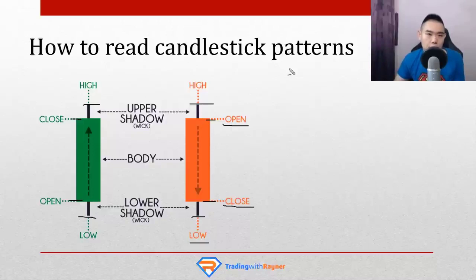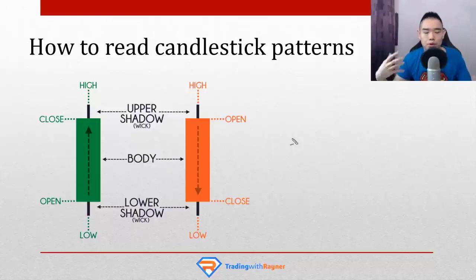So the body refers to the colored segment of the candlestick pattern. You can see that this colored area from here all the way down to here, this is what we call the body of the candle. And you see the two black lines sticking out. We call this the wick or upper shadow. Since this one is the top of the wick, we call it upper shadow or upper wick. The one at the bottom, we call this a lower shadow or lower wick. And that's pretty much how you read a candlestick pattern.